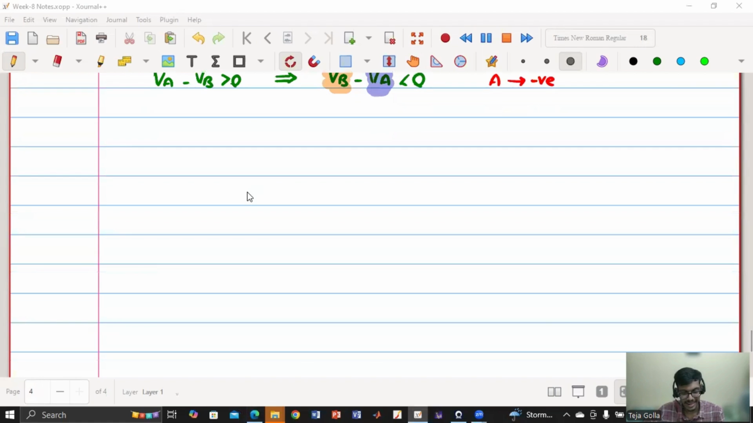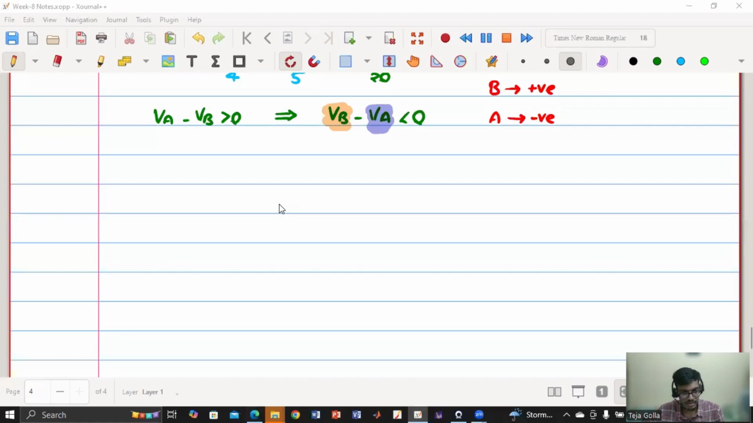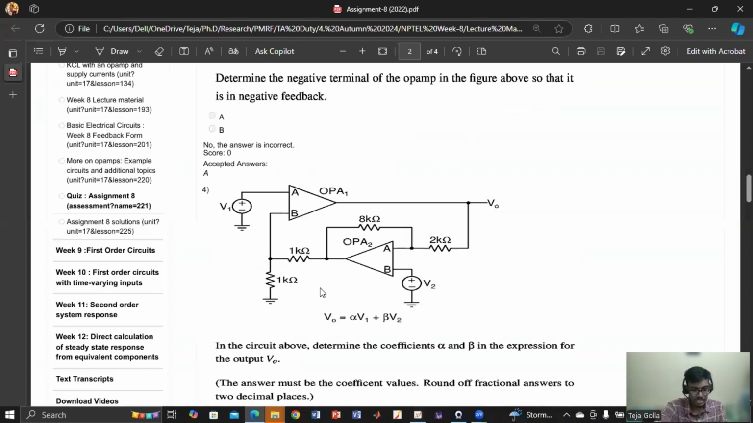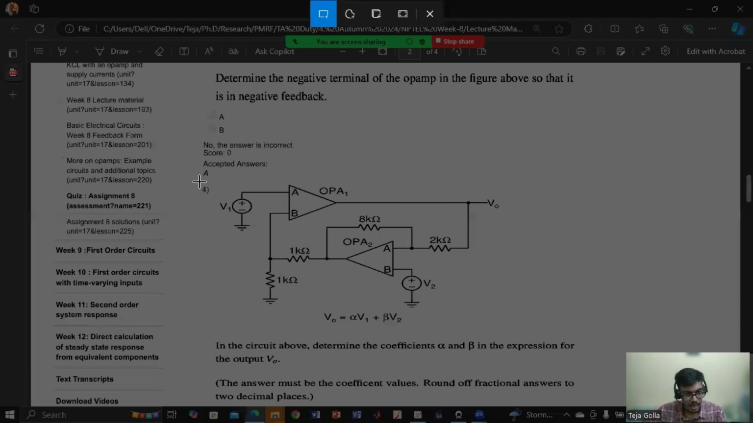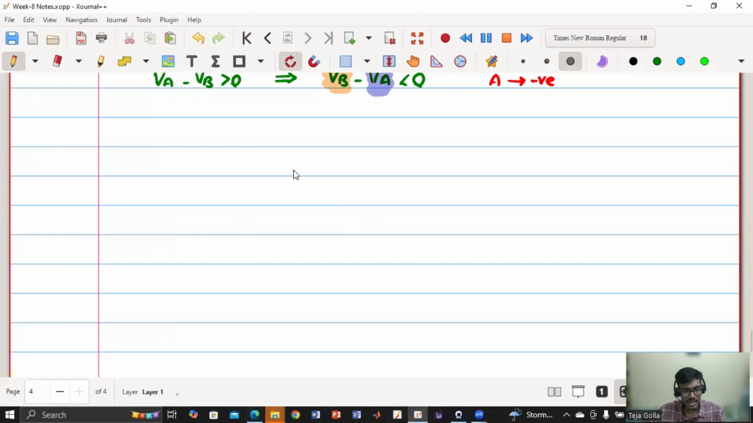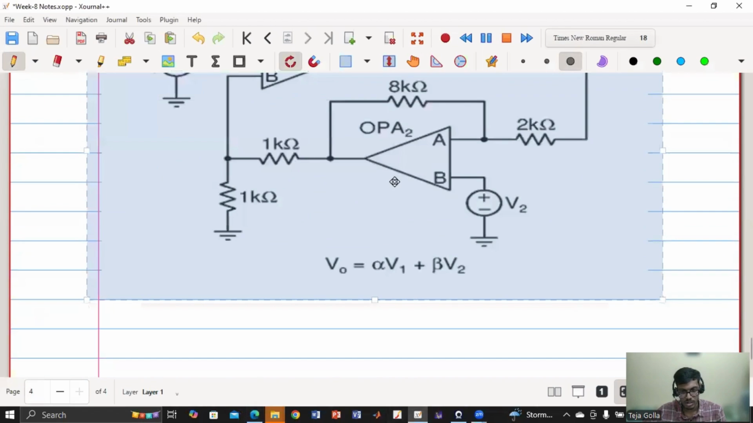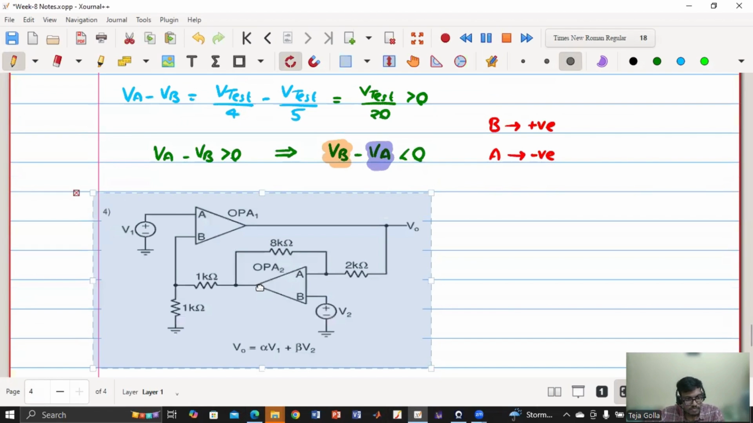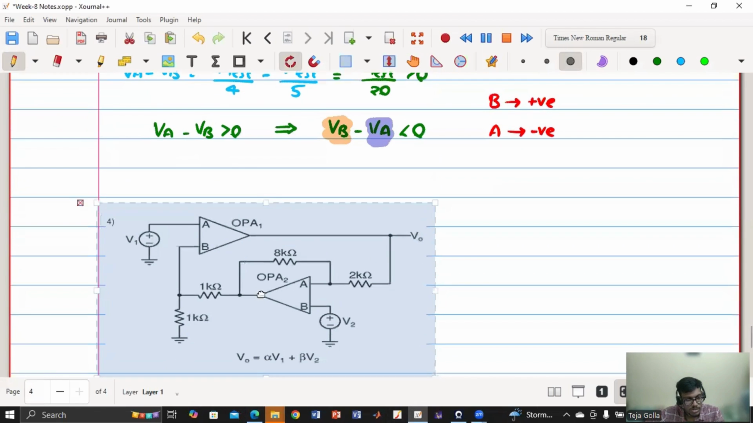Yes, Roshan, the circuit looks scary, but once you start solving, it will not be. The best part with the op-amp is that no matter how complicated the circuit is, you can solve it simply by considering it as an ideal op-amp. And when it is ideal, the voltage input terminals are shorted. So that makes it very, very simple. So this is problem 4.